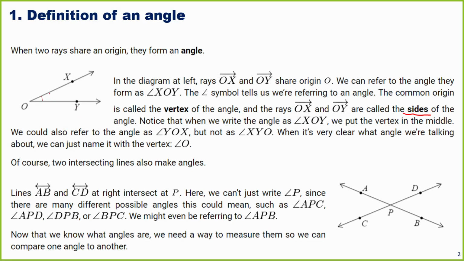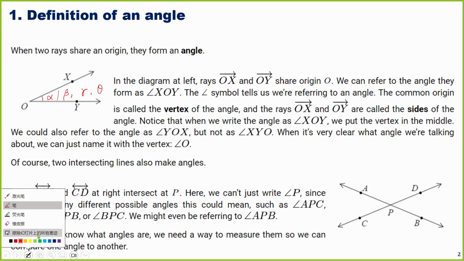Suppose the angle is an acute angle, then you could say angle O. Otherwise, it's better to use X or Y, because sometimes if you just say angle O, it could also mean this angle here, right? So it depends. If it's not ambiguous, you could say angle O. Otherwise, it's better to use three letters. Or you could also put small letters here, alpha or beta or gamma or theta. Sometimes we use Greek letters to denote angles.